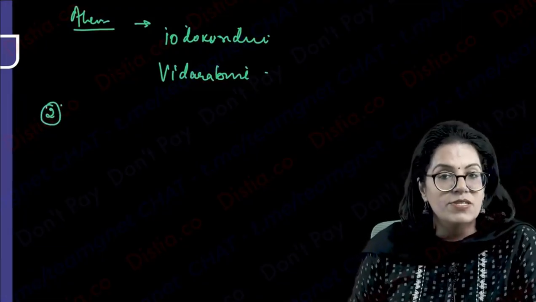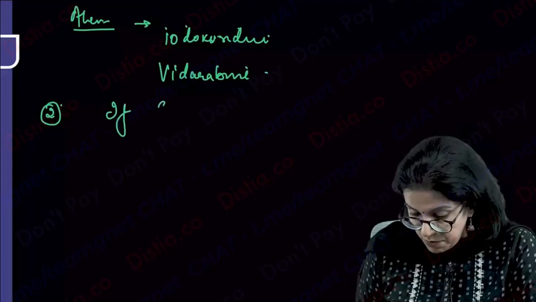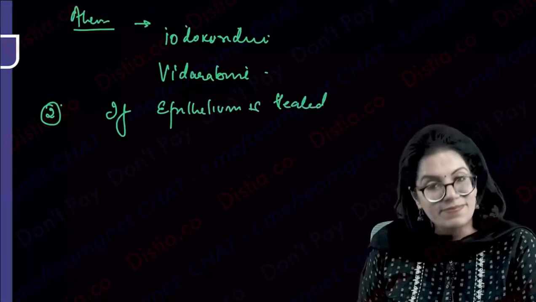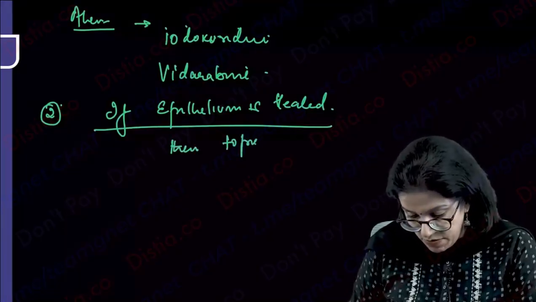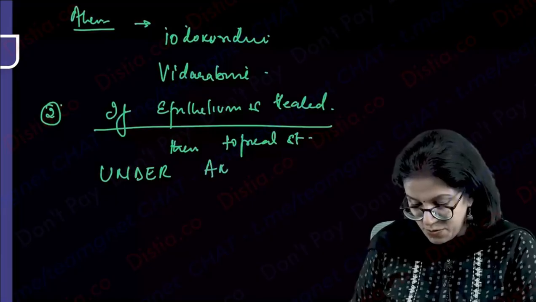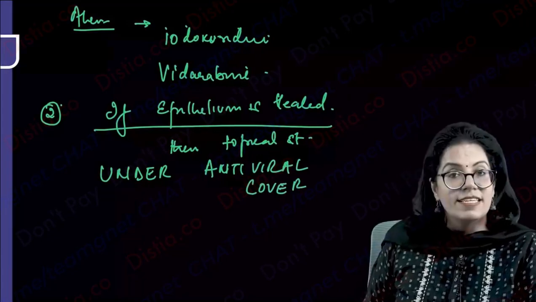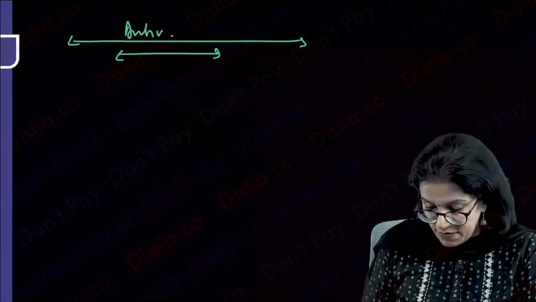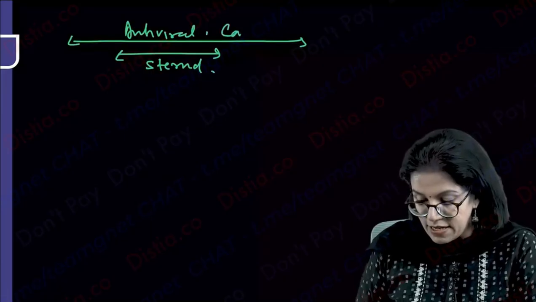Then we talk about whether there is any role of topical steroids. Not in epithelial ulcers, epithelial involvement. If the epithelium is healed and not involved, then I may give topical steroids to control inflammation, but under antiviral cover. I hope you all are clear what antiviral cover is. Cover means if this is the time duration in which I start and finish the antiviral, then my steroid starts and finishes somewhere within it.